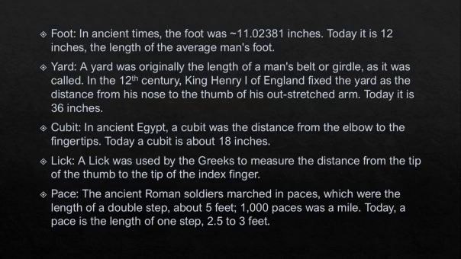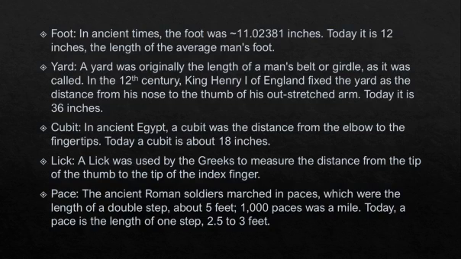Today it's 36 inches. So if somebody was getting a yard of wool, you'd be able to wrap it around you. That's the length of your belt, and that's how much you'd get. Then again, to standardize it, it was often the king who would be the first citizen, and their measurements then became the standard. A cubit is another old measurement unit. In ancient Egypt, a cubit was the distance from the elbow to the fingertips. Today that's standardized at about 18 inches.